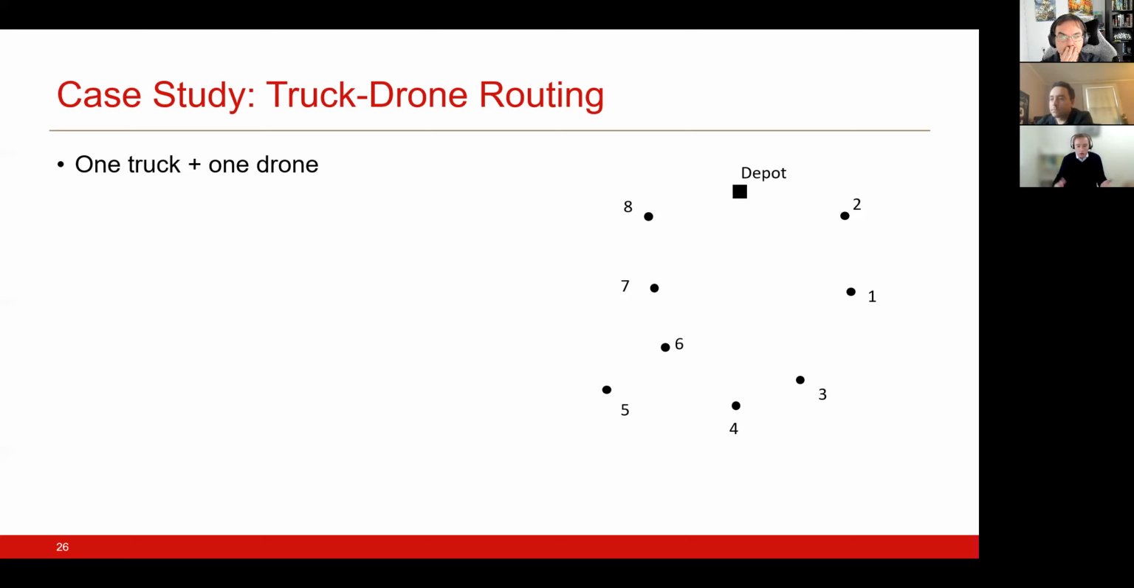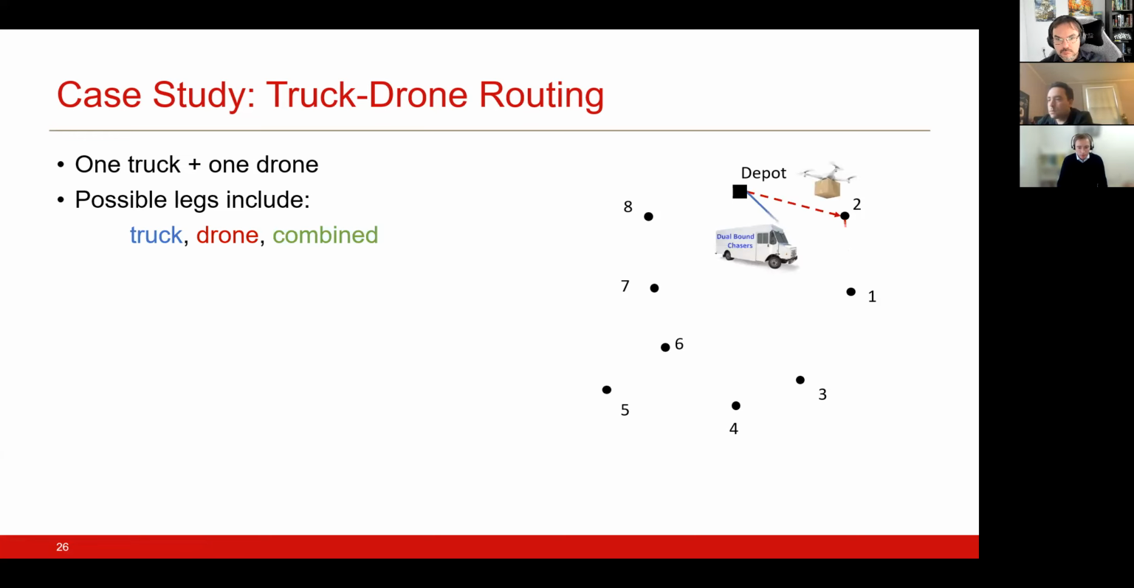So possibly what we have here are 8 deliveries, and we start with the depot. The drone is attached to the truck. And what we could have, for example, is the truck goes from the depot to location 1, and while the truck is en route, the drone is going to deliver location 2's package, and then it will reconnect with the truck in location 1. That's what this particular application would be.